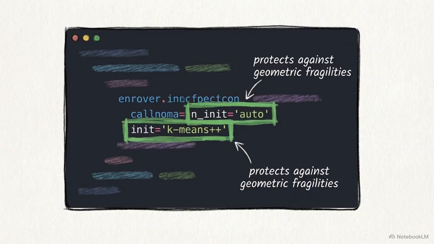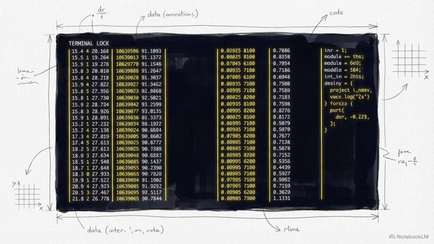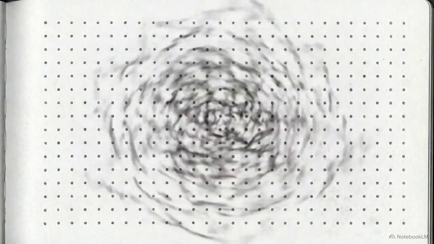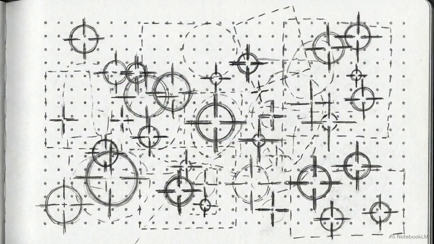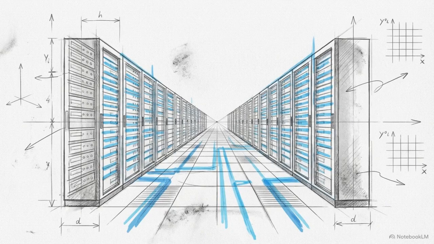To protect against these geometric fragilities, the scikit-learn API relies on specific defaults. As seen in this code snippet, KMeans defaults to n_init equals auto and init equals KMeans++. The n_init equals auto parameter dynamically manages multiple random seeds in the background. It automatically runs the algorithm several times to ensure the best possible starting state is selected for the final model. Understanding the rigid geometry, the mathematical failure modes, and the API workarounds of KMeans is the true distinction between writing basic scripts and engineering reliable, production-ready machine learning systems.